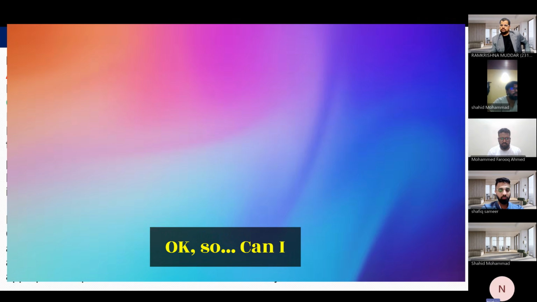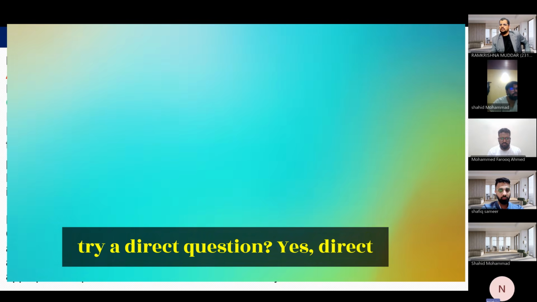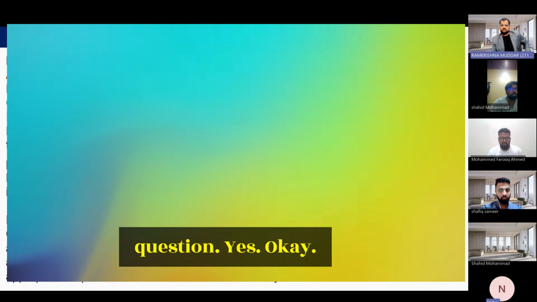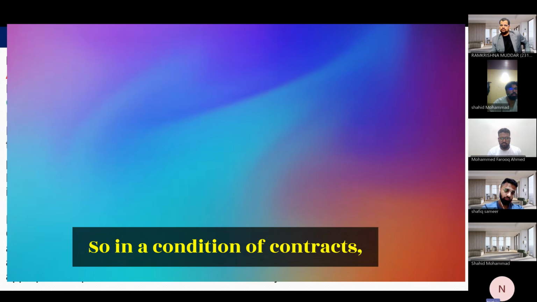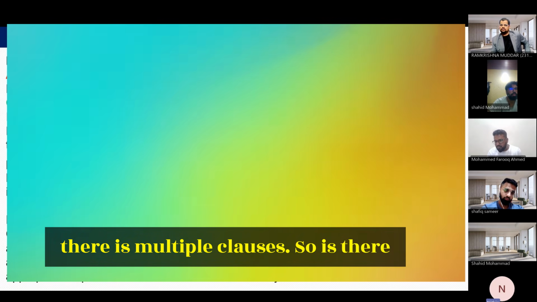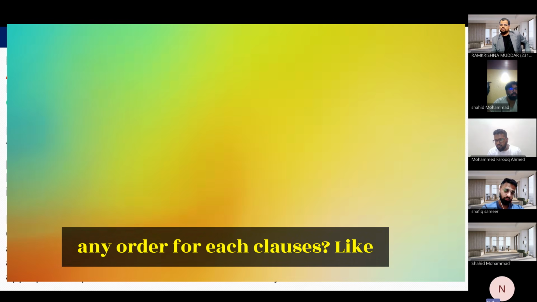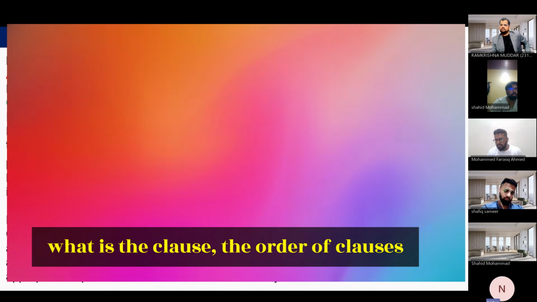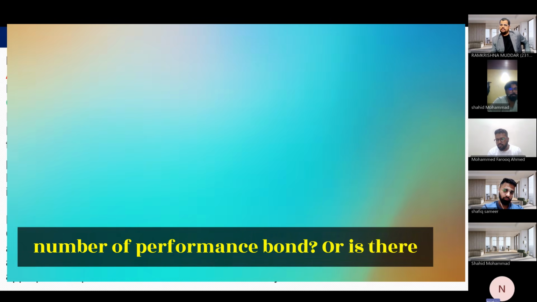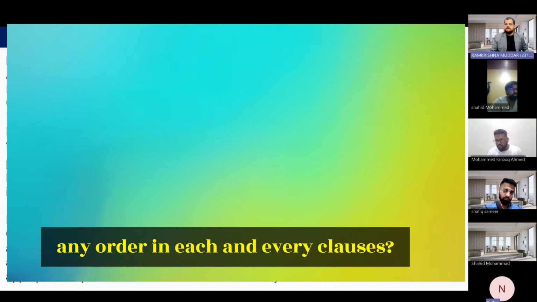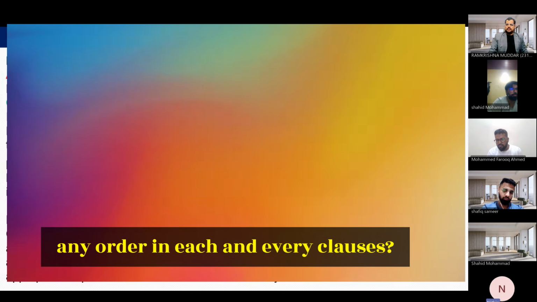Okay, so can I try a direct question? Yes, direct question. In a condition of contract, there are multiple clauses. So, is there any order for each clause? Like, what is the order of clauses in retention bond, and what is the clause number of performance bond? Is there any order in each and every clause?